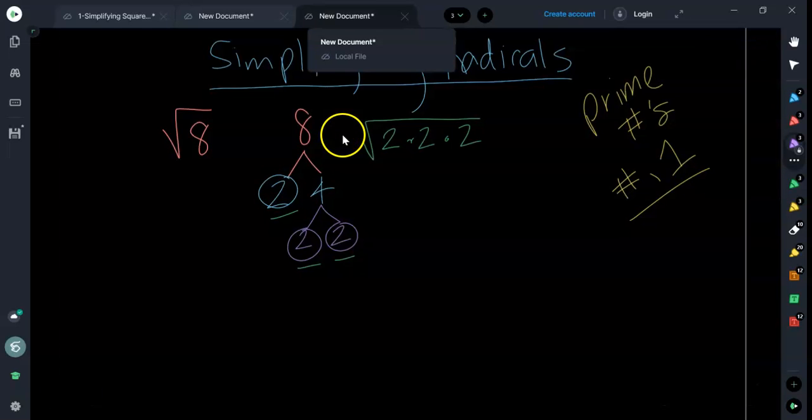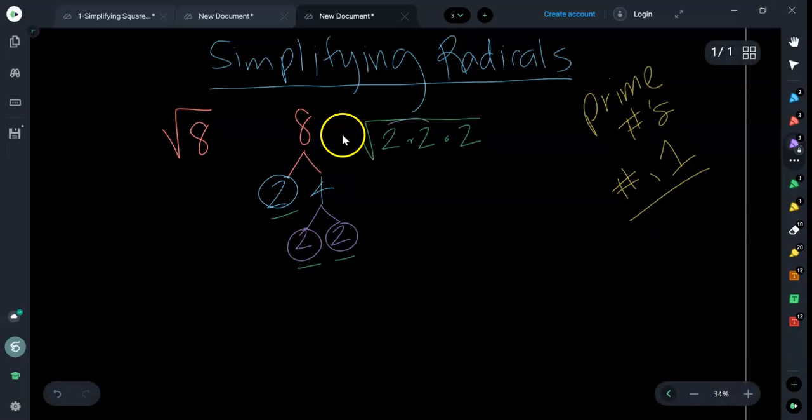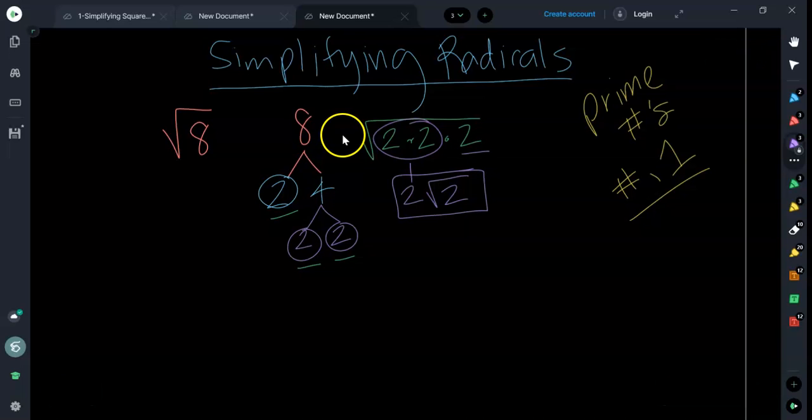So if I come back over here, I have a pair. I'm going to look for all the pairs. I've got a pair there. And remember, every pair, 1 comes out, because that's technically 2 squared, or the square root of 4, which is just 2. And then I have this guy here that has no partner, so he just stays underneath. So there is the square root of 8 simplified. Let's look at another one.